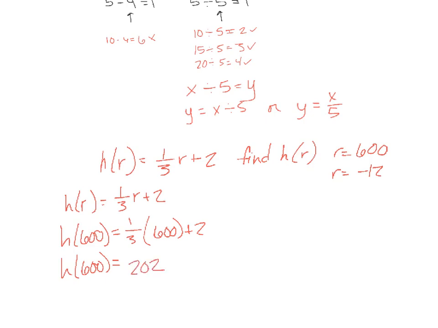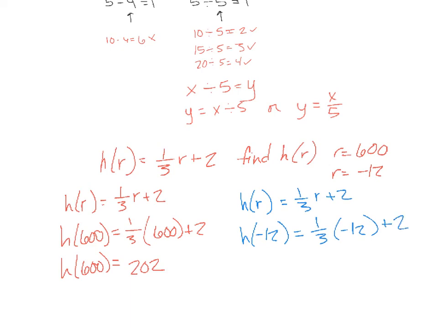Okay, we're going to do the same thing again. I'll change my color up. Probably should have done that a lot more. With 1/3 r plus 2. And then we have h of -12 equals 1/3 times -12 plus 2. 1/3 of -12 is like dividing -12 by 3, and you get -4. And then you add 2 to it, and you get -2.